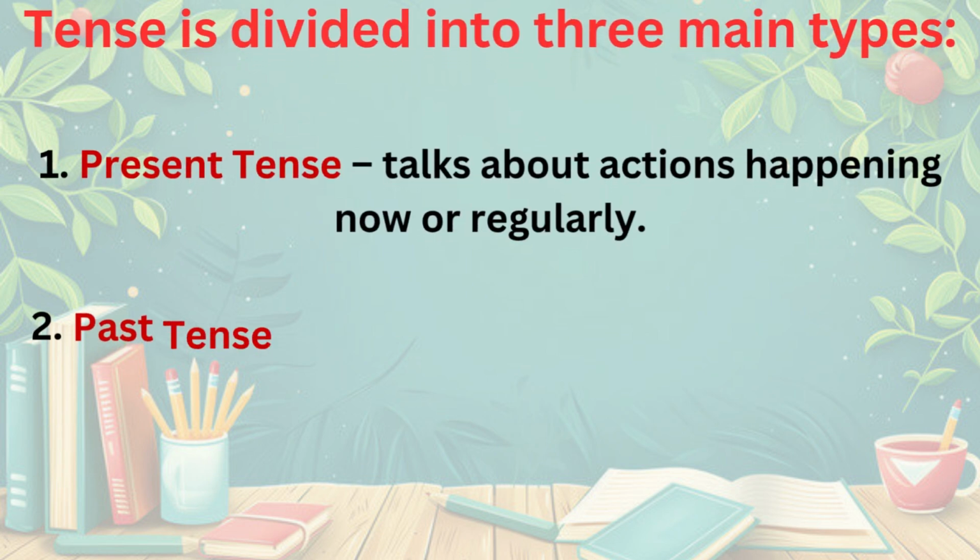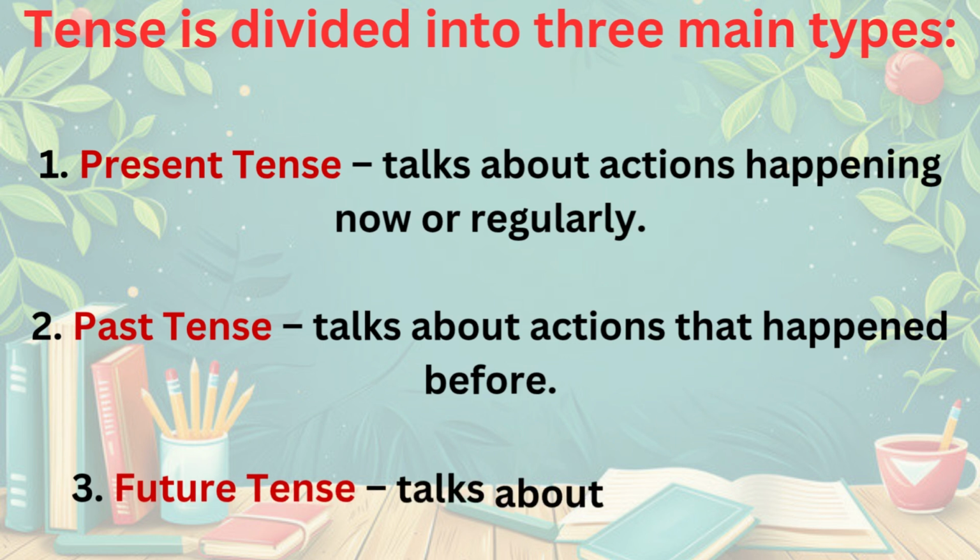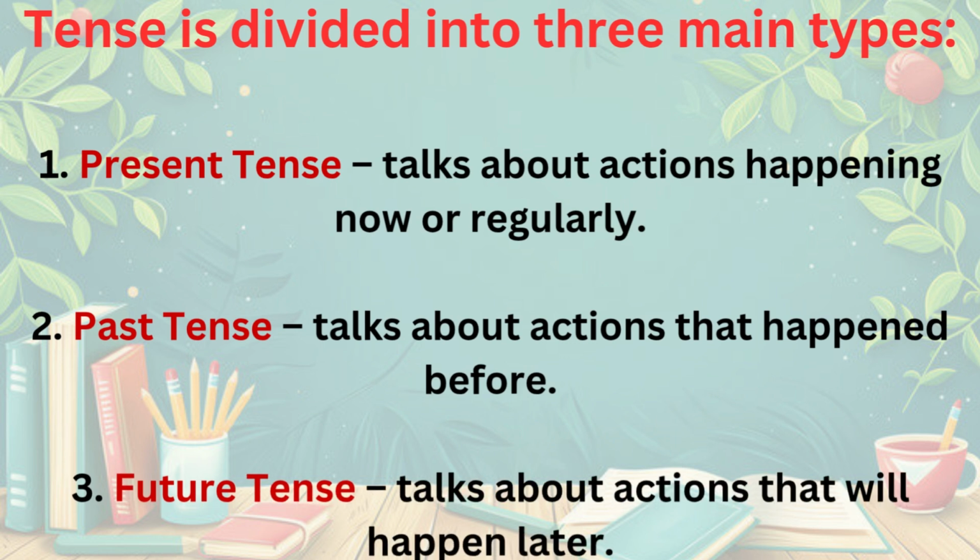Tense is divided into 3 main types. 1. Present tense. It talks about actions happening now or regularly. 2. Past tense. It talks about actions that happened before. 3. Future tense. It talks about actions that will happen later.